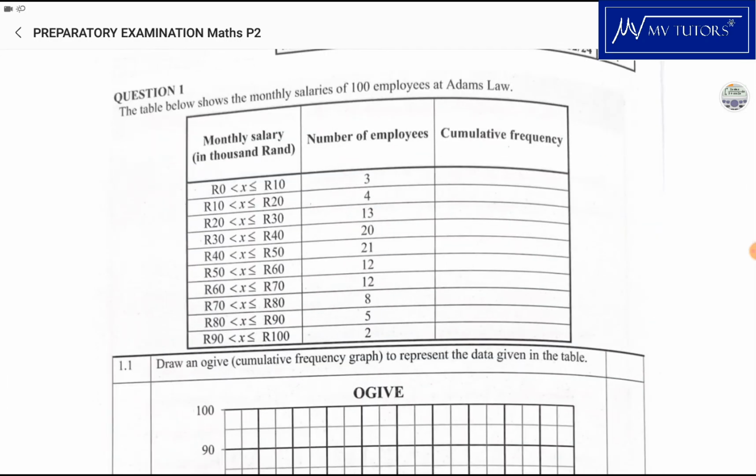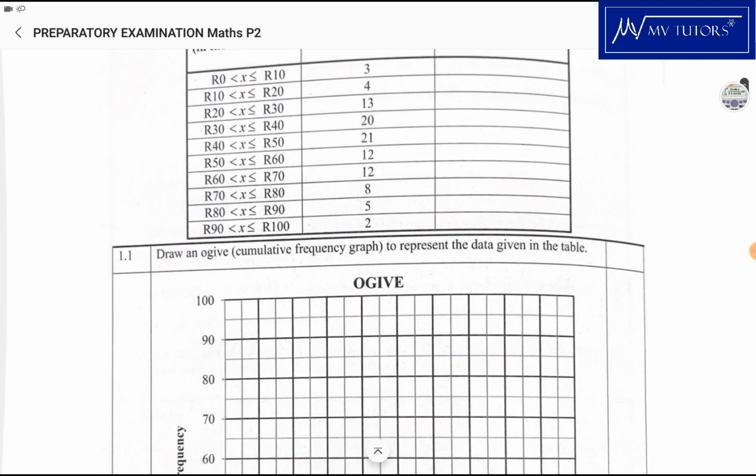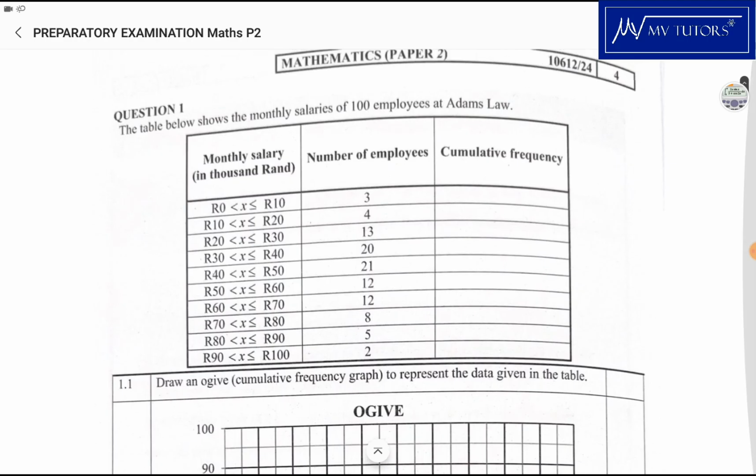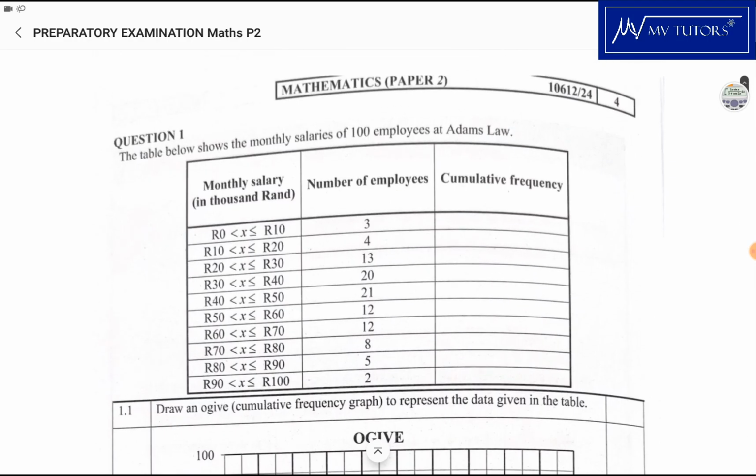Okay, so it says here, the table below shows the monthly salaries of 100 employees at Adams Law. We're seeing the monthly salary in thousand rands, from 0 to 10,000, the number of employees, and then the cumulative frequency. Question 1.1 says, draw an ogive, the cumulative frequency graph, to represent the data given in the table. Firstly we need to look at the cumulative frequency. So let's fill that in and then draw the ogive.